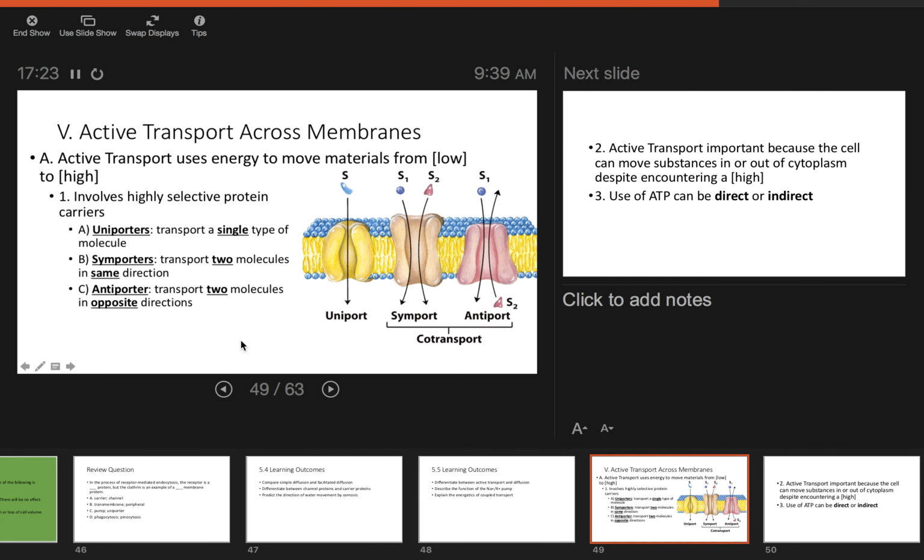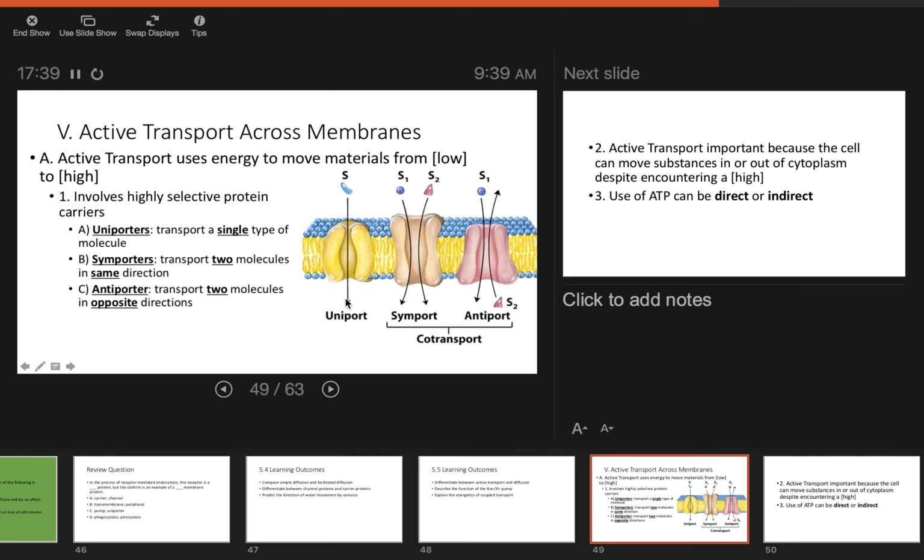Okay, so then we took notes on active transport. So active transport means that we are going to move molecules from low concentrations to high concentrations. And in order to do that, we have to use energy. Usually that energy is in the form of ATP. It does involve some highly selective protein carriers that have 3 classes. So there are 3 classes of these.